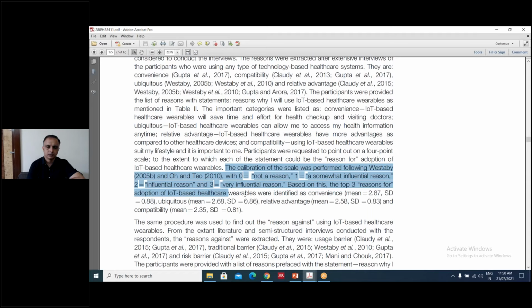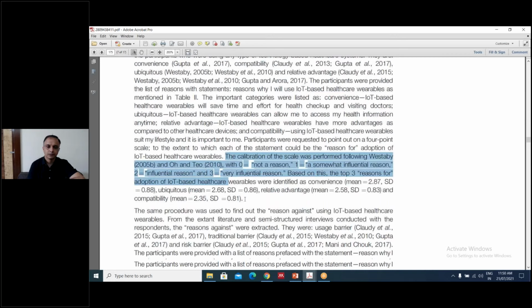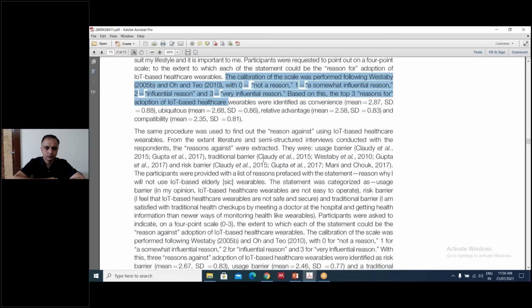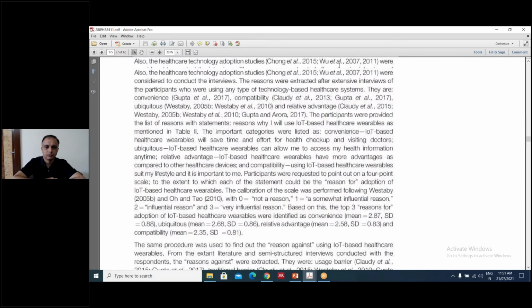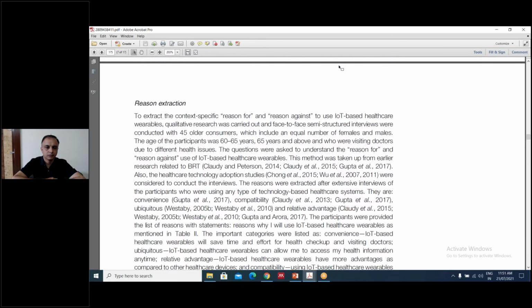Similarly, for reasons against, again the same thing, extraction. We use the same technique. We take interviews and we understand, and then we rate them based on the mean and standard deviation. So you can see the ones with the highest means, and we can see clearly what were the reasons against. So this is a very unique thing in any particular study, because when you don't have a standard literature for the reasons for and reasons against, BRT gives us this particular flexibility of introducing context-specific constructs.